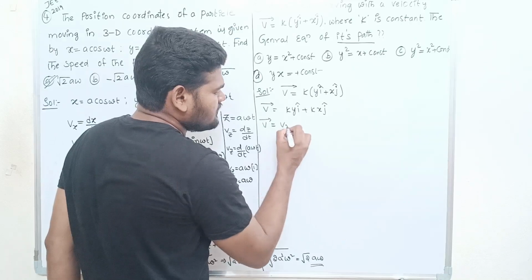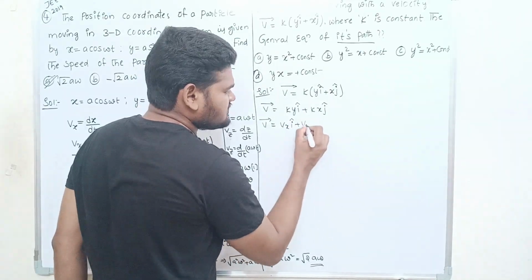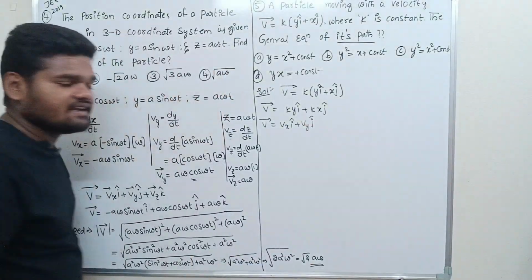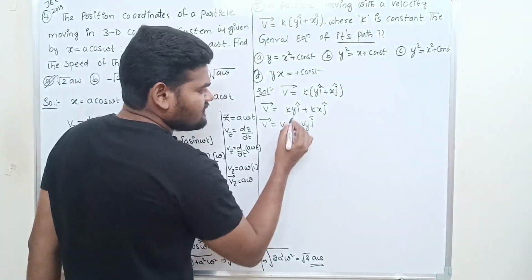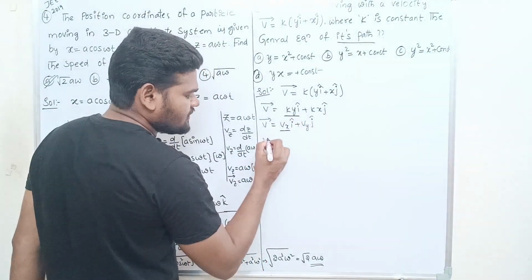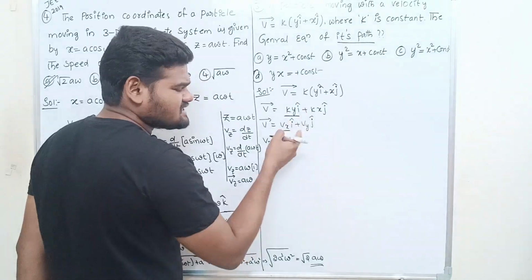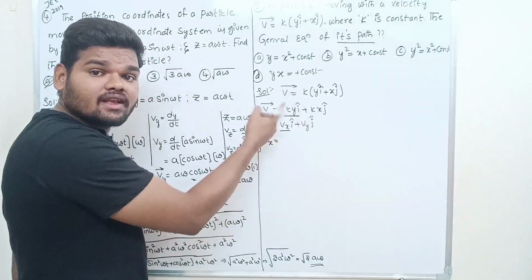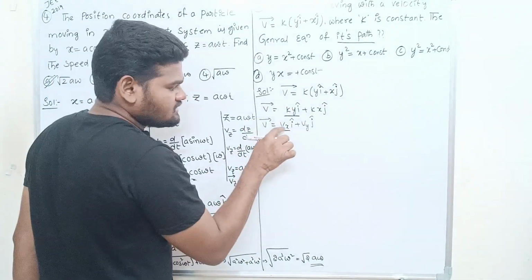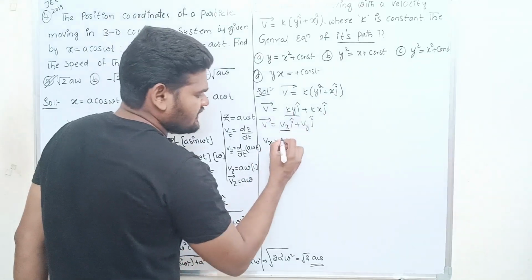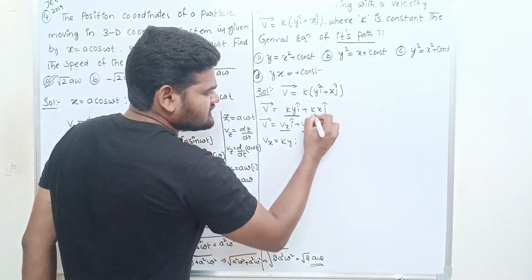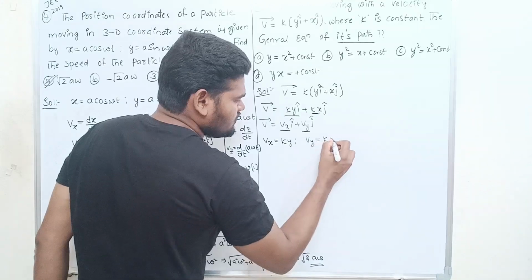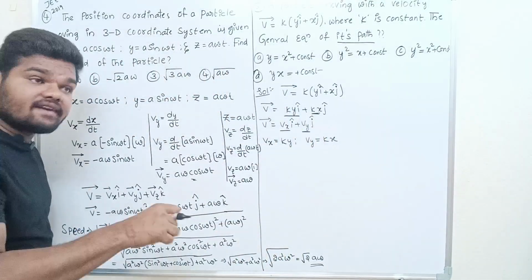V bar is equal to vx I cap plus vy j cap. At the place of vx we have Ky. That means, comparing these two equations, vx is equal to Ky, and vy is equal to Kx. So what are they asking?